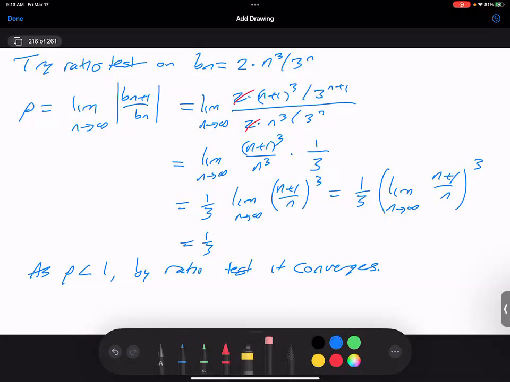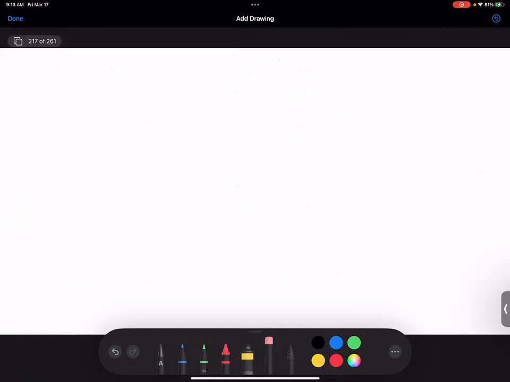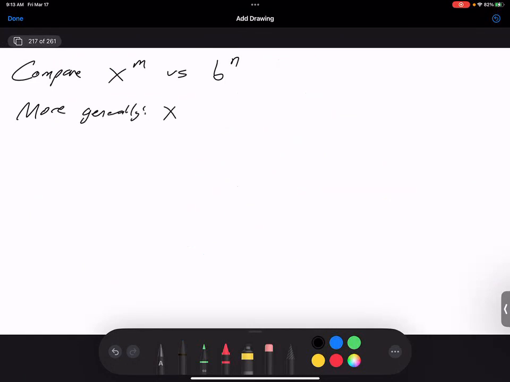As an aside, there was a question about polynomials versus exponentials. So this is a great application of L'Hopital's rule. So let's compare x to the m versus b to the n, or more generally, x to the r versus b to the x, where, say, a and r are greater than 0.